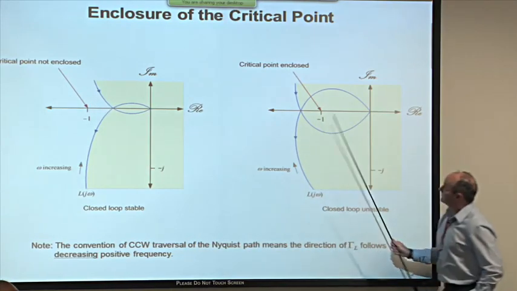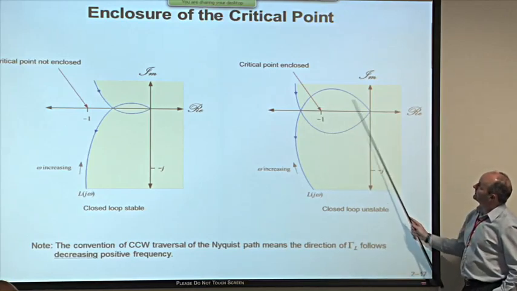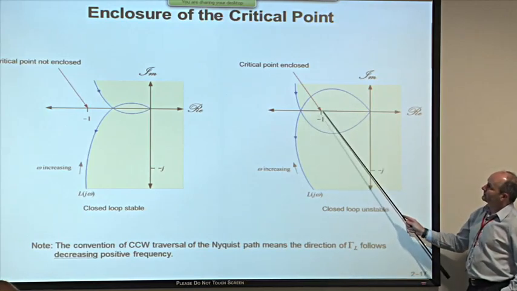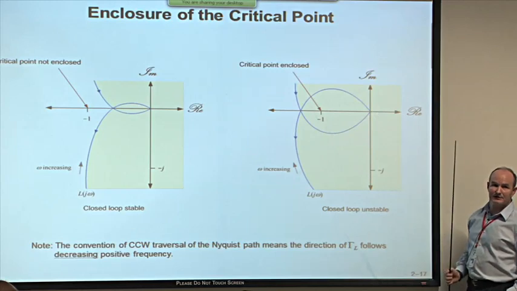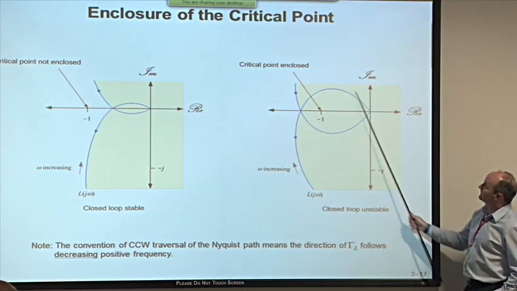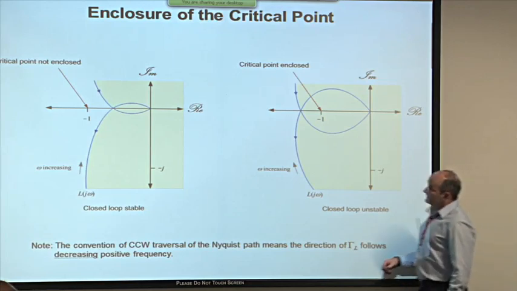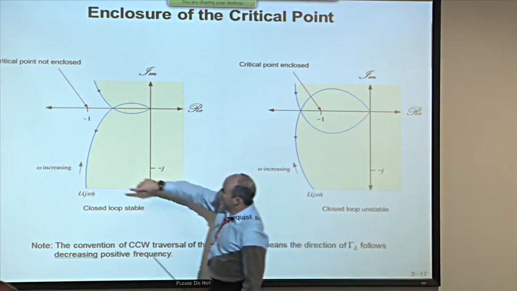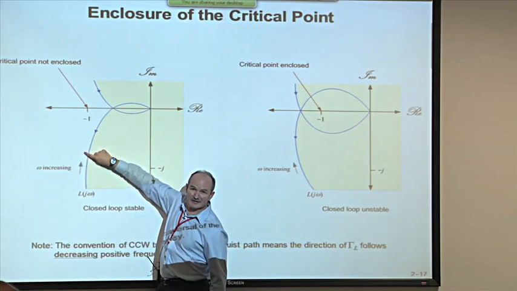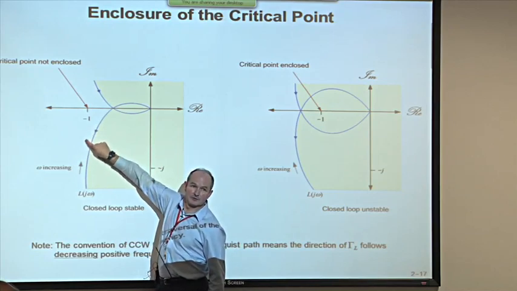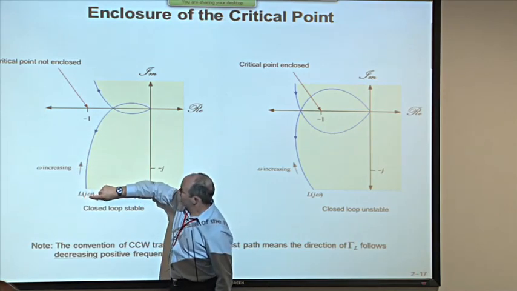Here is a closed loop unstable system because the Nyquist curve encloses it. The critical point now lies inside the shaded area. It's on our left as we go around the contour, and therefore it's enclosed. Now, the direction of increasing frequency is actually like this, and this is the direction that you will find in most textbooks when they show this kind of graph.